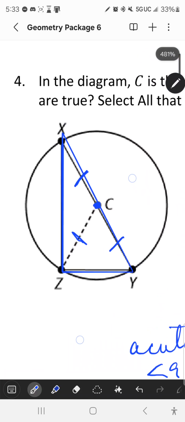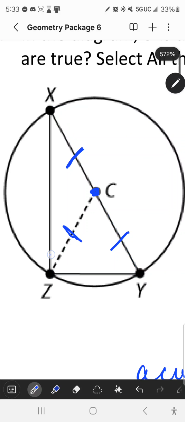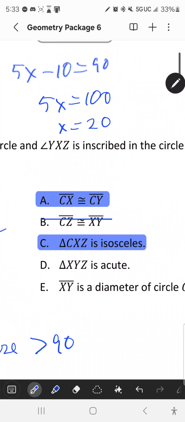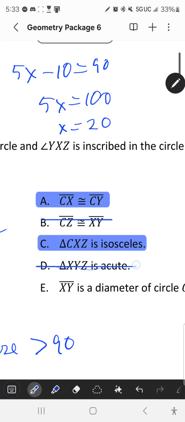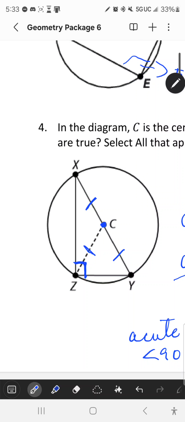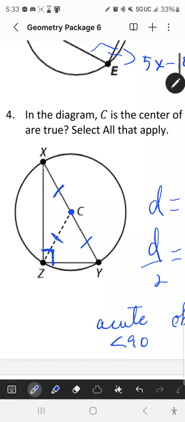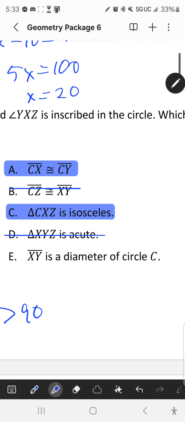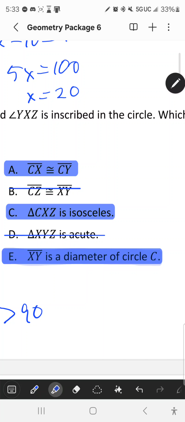Because of what we said before, this is a 90 degrees angle. So this is a right triangle, neither acute nor obtuse. Now, XY is the diameter of circle C. Yes, XY passes from one end to the other end of the circle, passing through the center. So yes, it is a diameter.